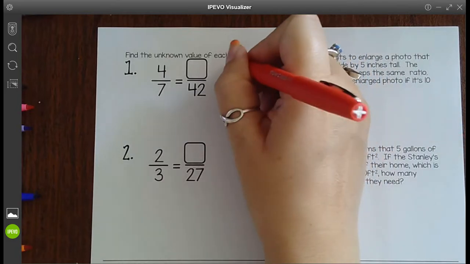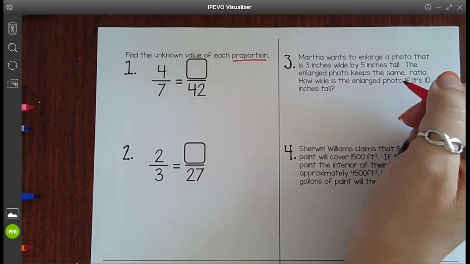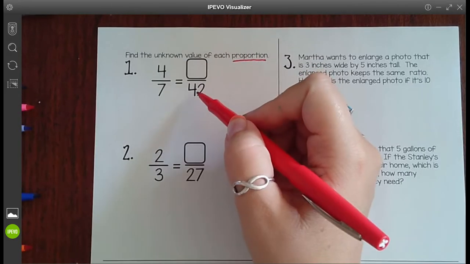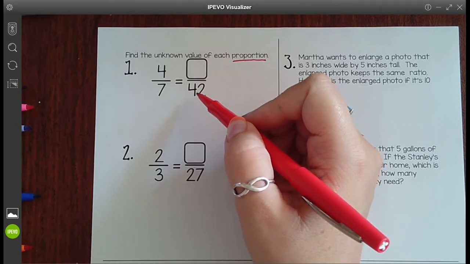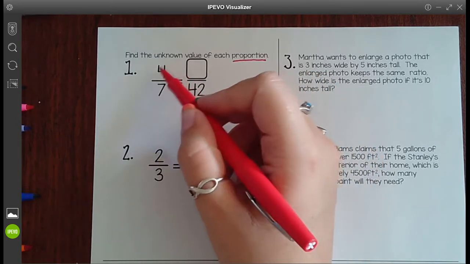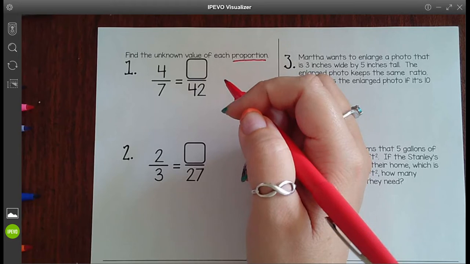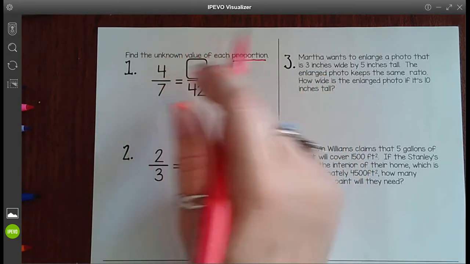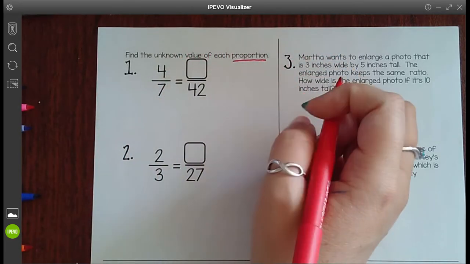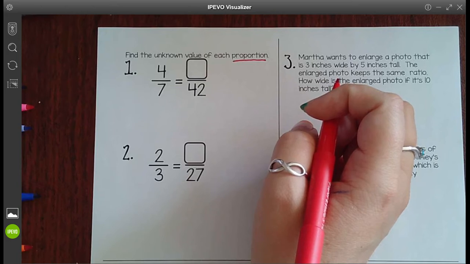Now, this word proportion is basically two separate ratios set equal to each other. Remember, a ratio is another word for a fraction. So when you have two ratios set equal to each other, that's what forms what's called a proportion.